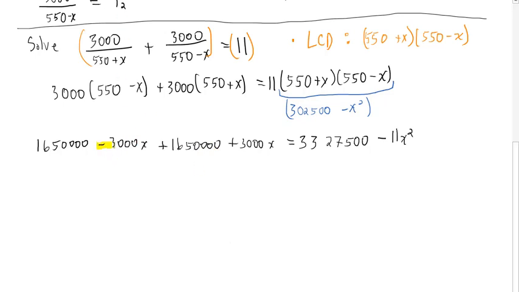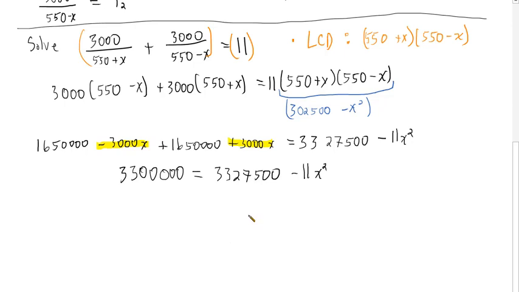I see a quadratic equation here, but some nice things happen. I have a minus 3,000x and a plus 3,000x, so that's 0. And I have two of the 1,650,000, so let's add those together. That's 3,300,000, which is equal to 3,327,500 minus 11x squared.